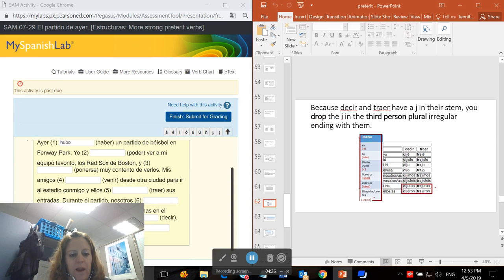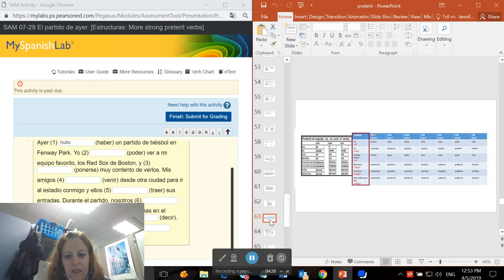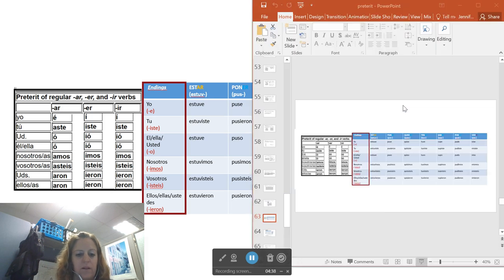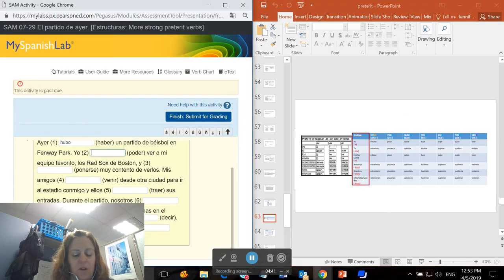So when you go back out here to your chart and you look at poder, poder is pud, and then you add these endings. If it's yo, you're going to add an e, and you get pude. So that's what should go here: pude. And then over here: Ayer hubo un partido de béisbol en Fenway Park y yo pude ver a mi equipo favorito, los Red Sox de Boston.